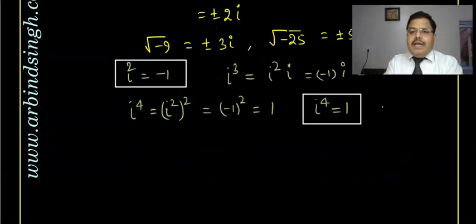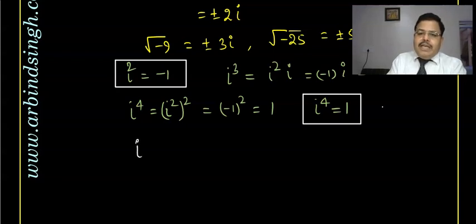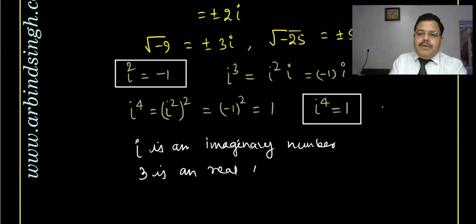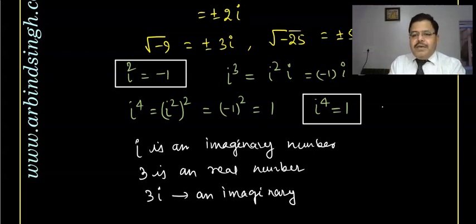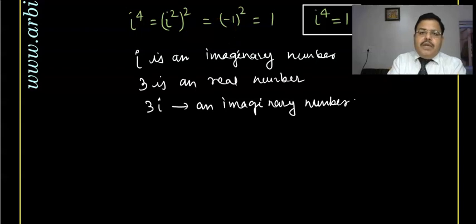But all these things are there, and if any number has iota as one of the factors or coefficients, then it must be considered an imaginary number. So, any number in the form of iota is considered to be an imaginary number. Iota stands for a number belonging to the imaginary family. Iota is an imaginary number, and 3 is a real number. So, if we multiply 3 into iota, that will be an imaginary number. So, multiplication of any real number with an imaginary number is an imaginary number.